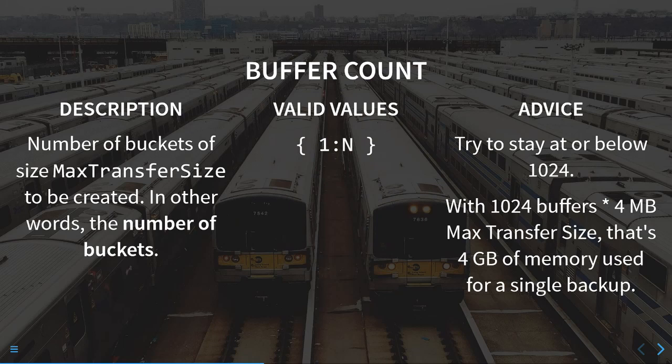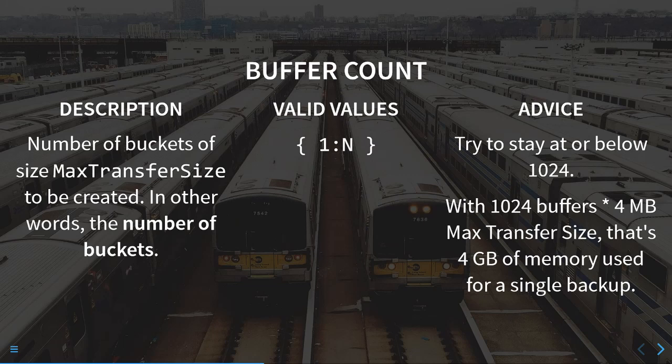Buffer count is a companion to max transfer size. This is the number of buckets that we have. So when I describe the example of taking a bucket, pouring it out, well, this is more like me and 20 of my closest friends, each taking a bucket, filling it up, and going and pouring them in. So all 21 of us are pouring in. And so we could expect things are going to go a lot faster than if it was just me pouring.